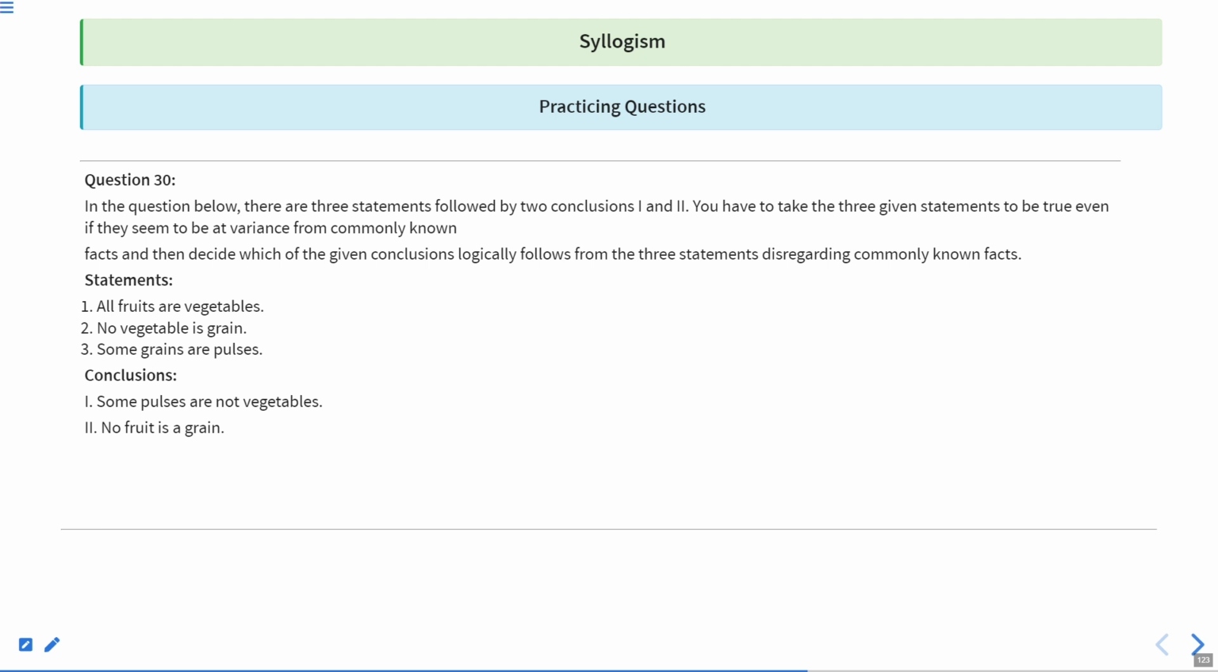It says that in the question below there are 3 statements. So you can see that here 3 statements are mentioned. For your better understanding, I will just utilize one. Okay, so in this question below, there are 3 statements, followed by 2 conclusions. Here you have to take the 3 given statements to be true, even if they seem to be at variance from the commonly known facts.